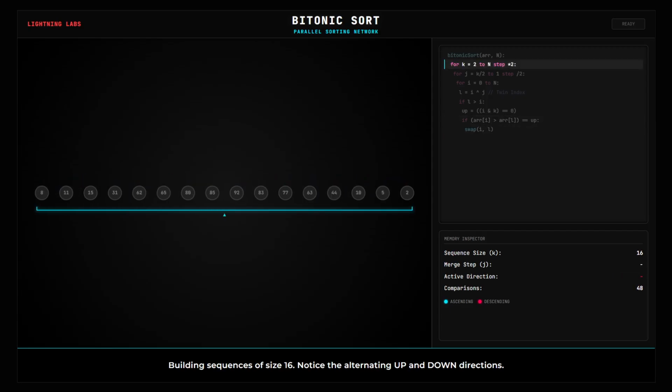Building sequences of size 16. Notice the alternating UP and down directions.